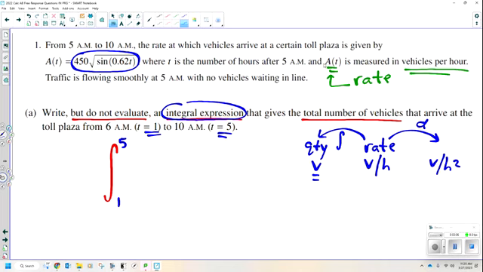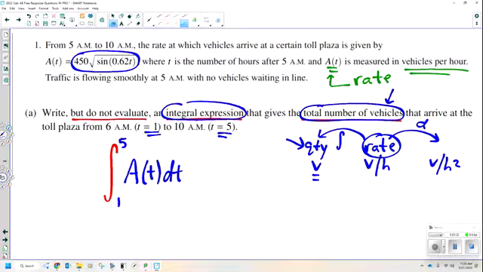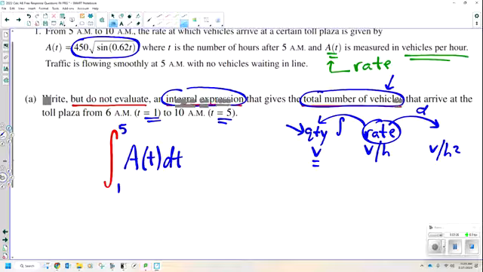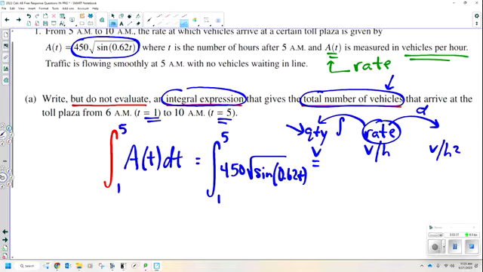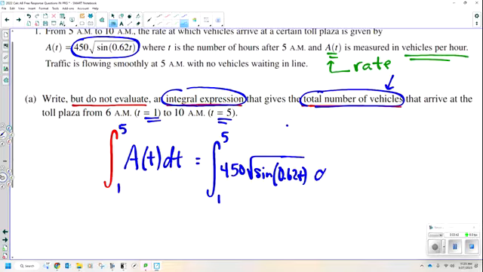So we are going to integrate A of t, which is our rate, in order to get the quantity of what? Total number of vehicles. Quantity would just refer to vehicles. So I suppose I could do A of t dt here. Or, because they give us the equation, why don't we just integrate from 1 to 5, 450 times the square root of the sine of 0.62t. And don't forget, you absolutely need to put dt or you will get points taken off.